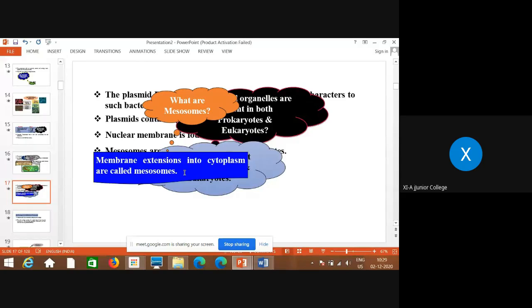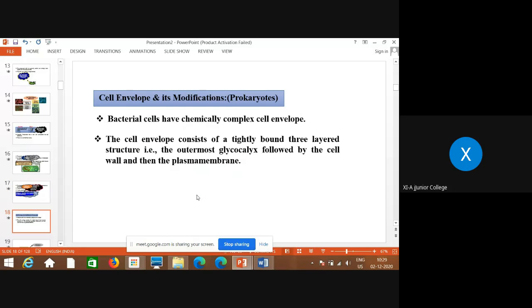Just now we were talking about the cell wall. That means the outermost layer is what? Cell wall. Then in continuation is the cell membrane, and that cell membrane extends into the cytoplasm, that is called mesosomes. In the next diagram, when it comes, I will explain again.